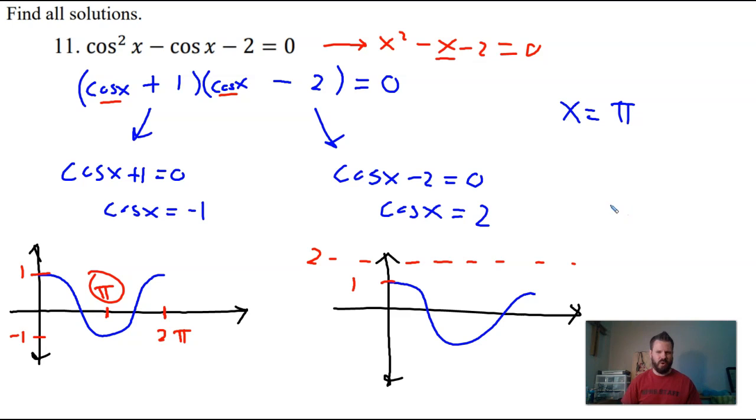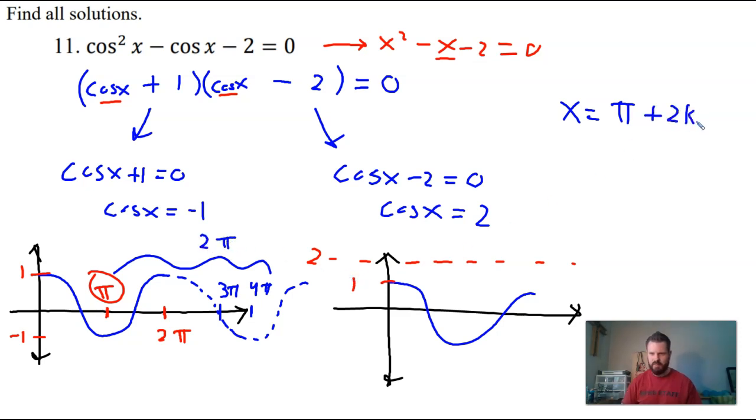And as far as what I'm going to add to that, is it plus k pi or plus 2k pi? Well, let's take a look. If I do another cycle here, I've got pi, 2 pi, this would be 3 pi, this would be 4 pi. Yep, so my solutions are 2 pi units away, say plus 2k pi. That's as simple as we can make that one.